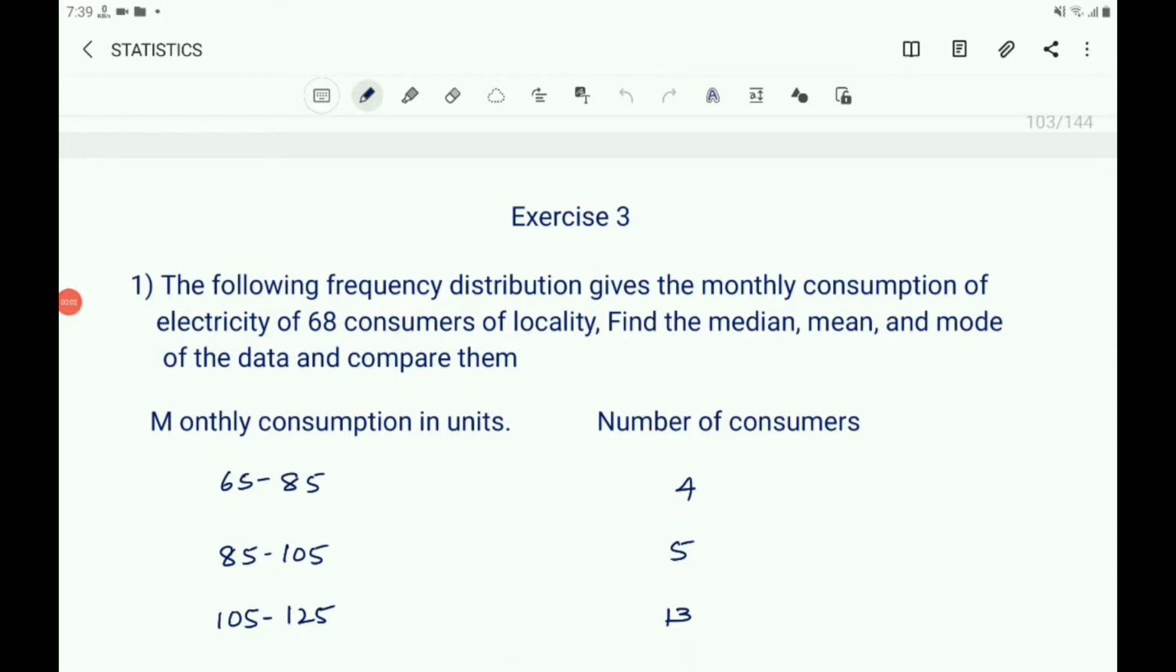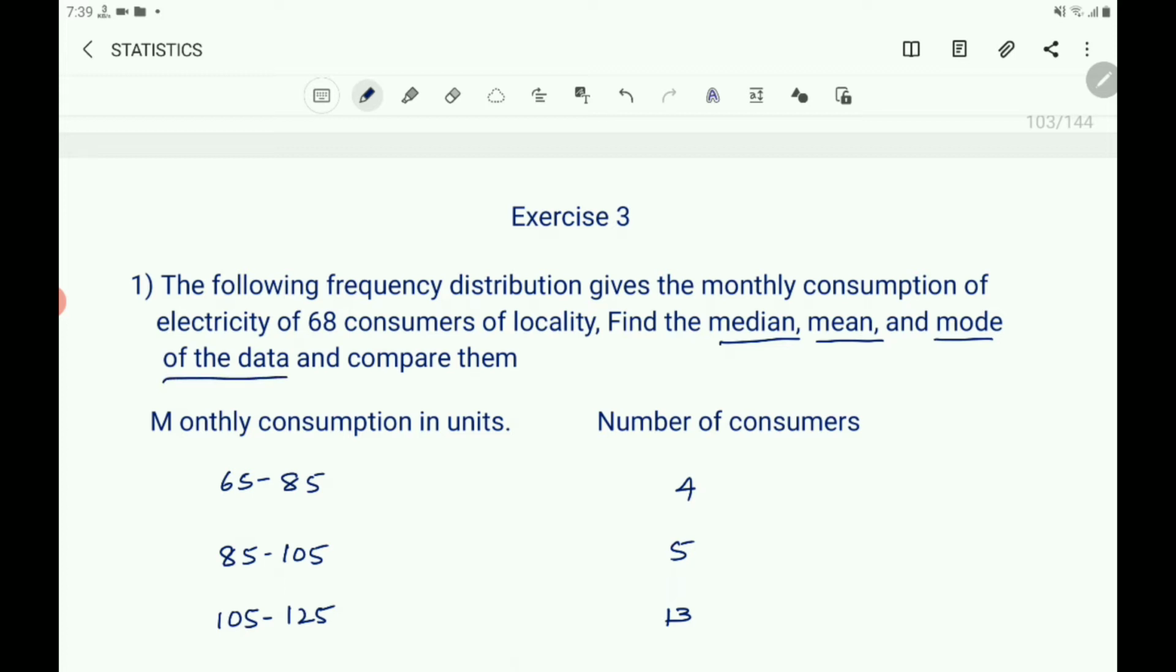Children, let us continue the chapter Statistics. Now let us start exercise 3 of the chapter. The first question: the following frequency distribution gives the monthly consumption of electricity of 68 consumers of a locality. Find the median, mean and mode of the data and compare them.